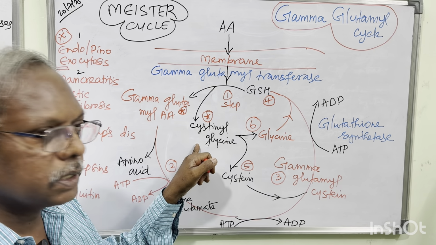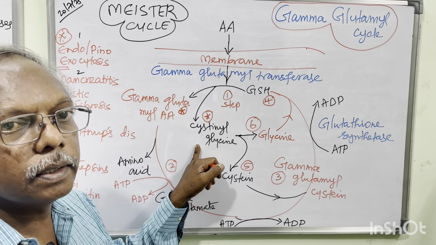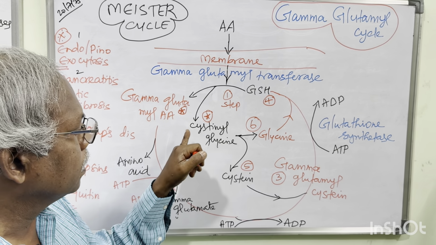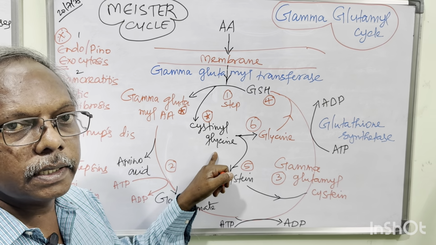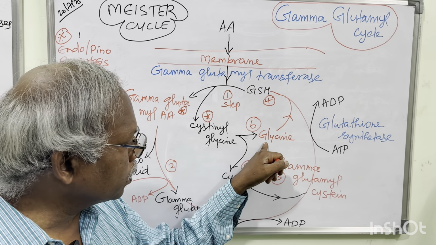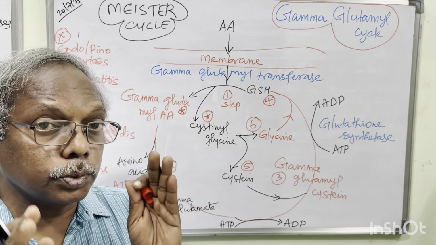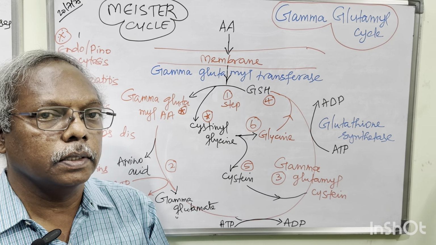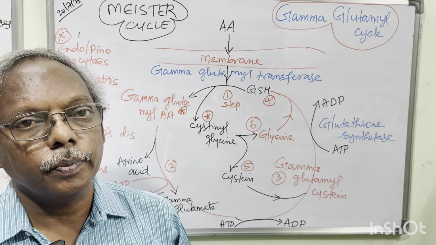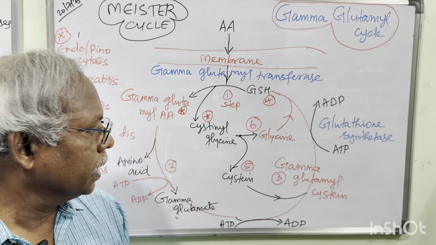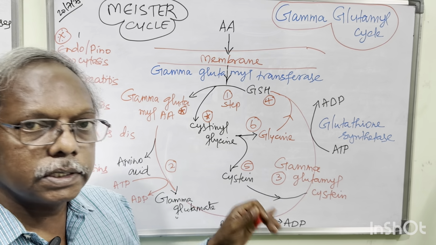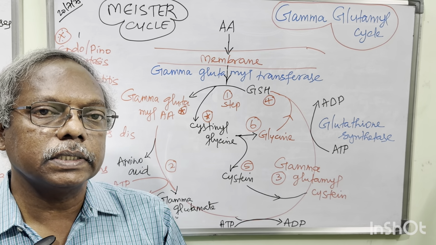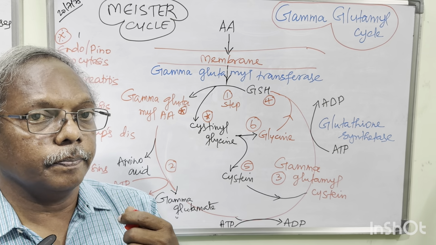The second product is waiting inside the cell, that is cystinyl glycine, which is dissociated into glycine and cysteine. These two are very important products. Cysteine produces so many, 7 or 8 products. Glycine and cysteine have some 10 functions.